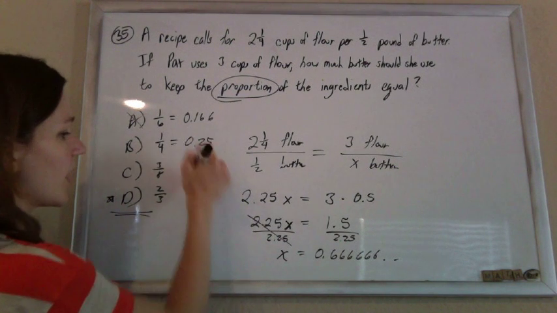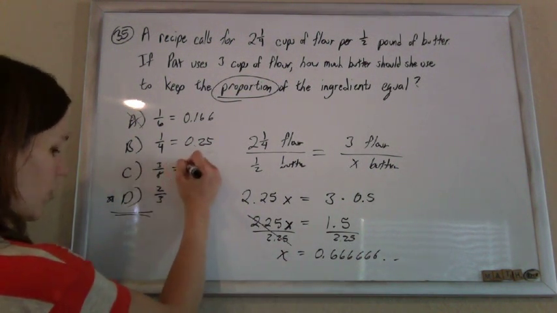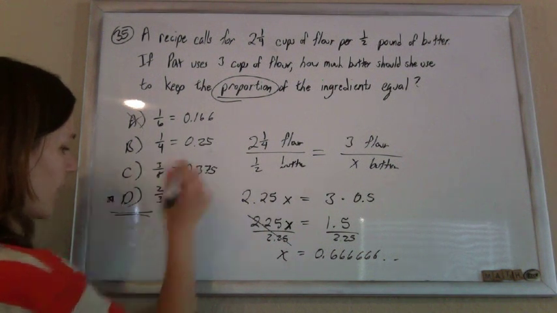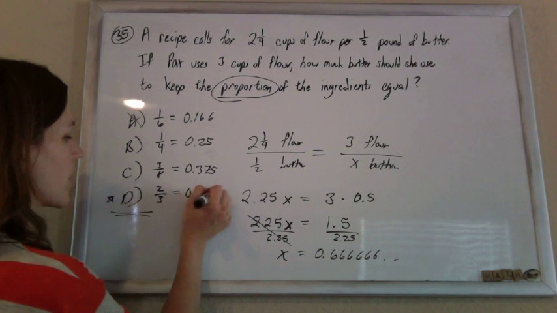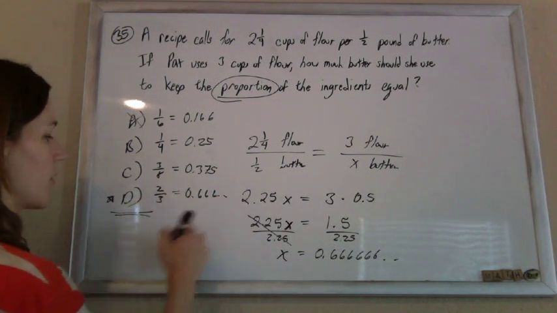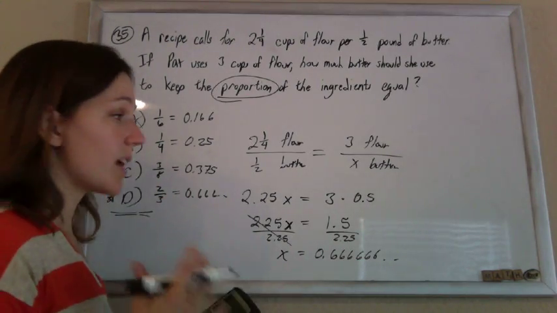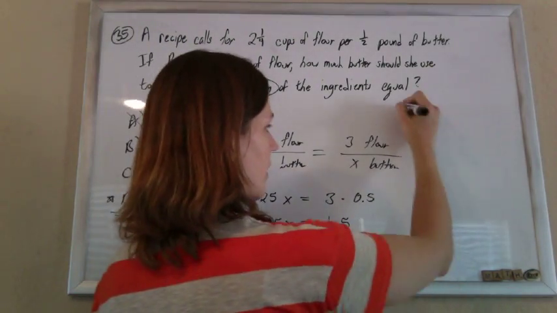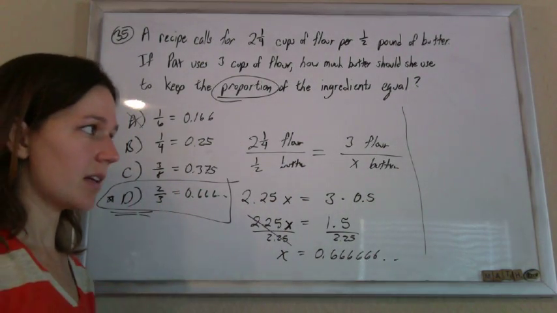1/4 is 0.25, that's not that. 3 divided by 8 is 0.375, and 2 divided by 3, this is our man. He matches, he goes on forever. So it turns out 2/3 is kind of a good one to have memorized anyway. So we are done, it is still D. That's the end of that problem.